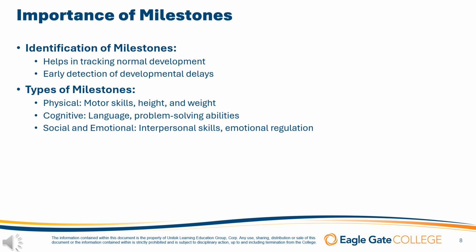Social and emotional milestones involve the development of interpersonal skills and emotional regulation. Interpersonal skills include the ability to form relationships, play with others, and develop social skills like sharing and empathy. Social interactions are crucial for building relationships and functioning in society. Emotional regulation involves the ability to understand and manage emotions, such as recognizing feelings, coping with frustration, and developing self-control. Emotional regulation is essential for mental health and well-being.